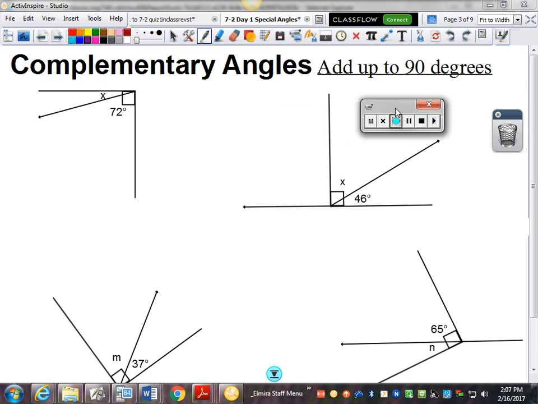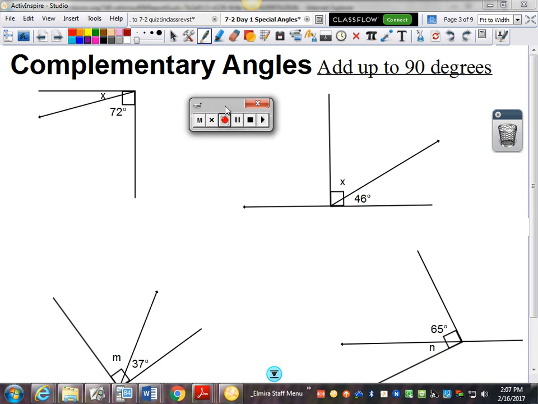Hi guys, this is 7-2 day 1. How to find x in some of our more simple diagrams for complementary, supplementary, and vertical angles.